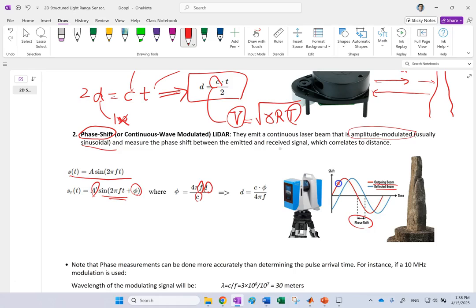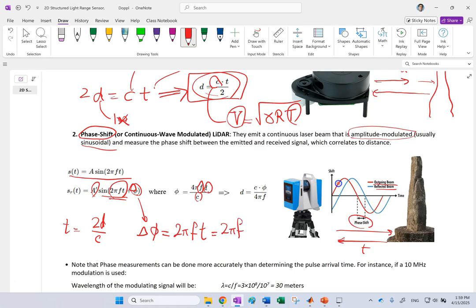Well, you know that, again, it takes some time to go and come back, right? How much is this t? Based on the formula we just saw, t equals 2 times distance divided by c, correct? That's the time. Now the phase shift, delta phi, is going to be the frequency times the time, so 2 pi f t. So it is going to be 2 pi times f, and for t we plug in 2d over c, and guess what? It's going to be 4 pi f d over c, which is exactly this one.